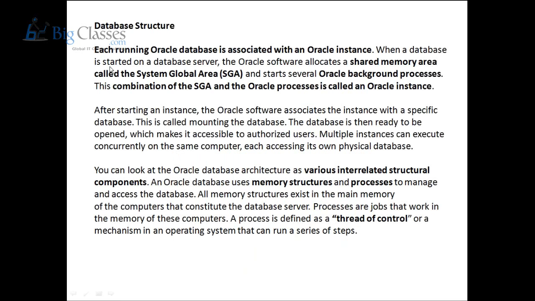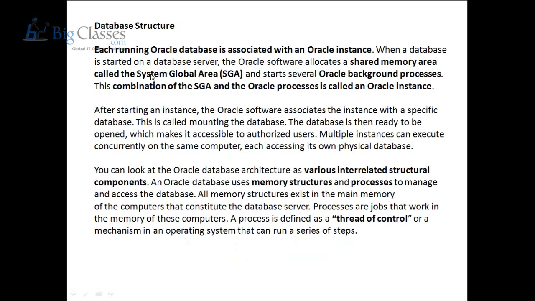So here you can see each running Oracle database is associated with an Oracle instance. Now I have to emphasize this keyword running, because only when your database is up and running is your instance available. If your database is shut down, the instance is no longer available. Okay? So each running Oracle database is associated with an Oracle instance.